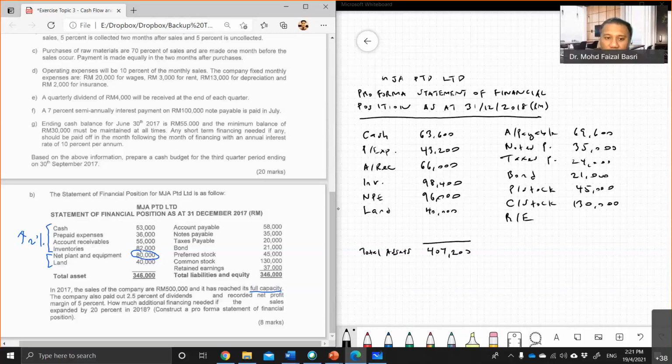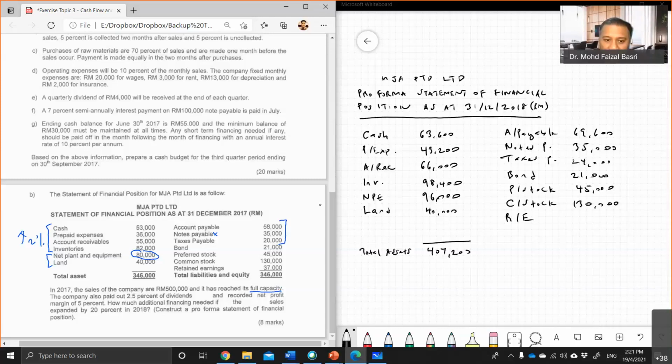Next we move on to the right-hand side. First, we are going to do the current liabilities. We have three here. The rule for current liabilities is that we are going to increase everything except notes payable. Notes payable will not be increased. It will remain constant. The rest you will increase again by 20%. So that's why our accounts payable and tax payable increase by 20%, but notes payable remains constant at 35,000.